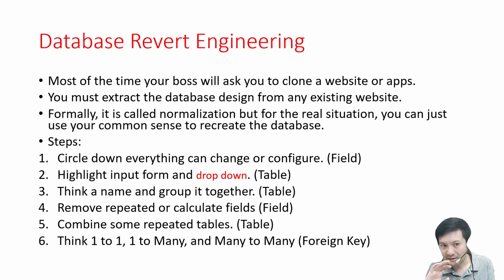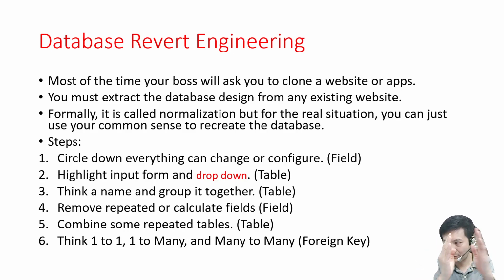And first of all, I will highlight some steps for you. You will have some user interface, and then you need to circle all the data fields, changing fields. Something you feel will change, you highlight it, circle it, and then you highlight some input fields and drop downs. You group them together, it will be a table. Normally, a drop down will imply a table with a join, and think about the name and group them together. Since you will see something very similar, you will need to group them together.